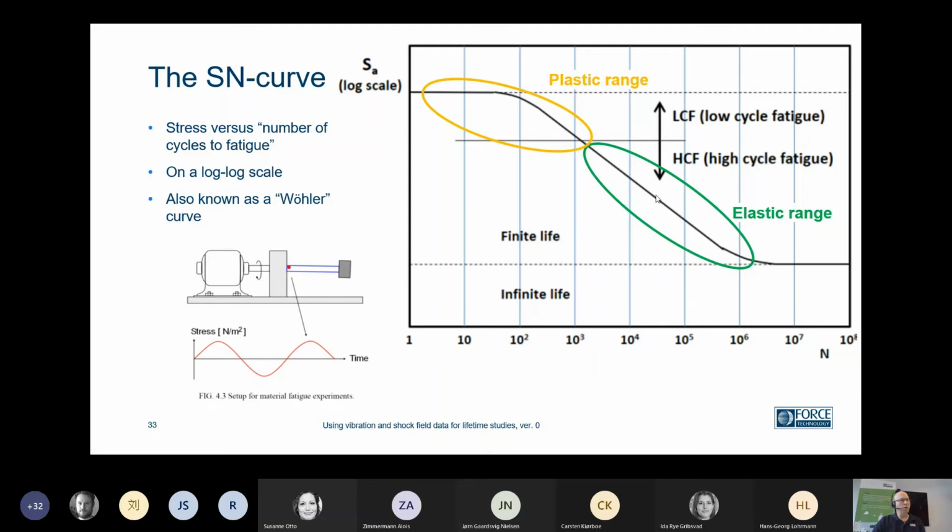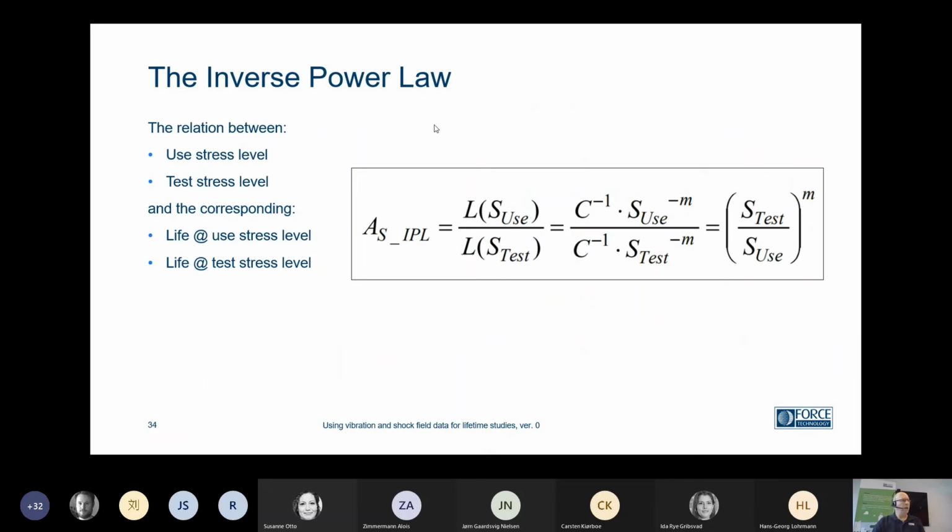When we look at this curve, we can see the smaller the stress, the longer the lifetime. And that's basically what we do when we use the acceleration model: we try to find the formula for this line. That law we call the inverse power law, and this is one of them. We have the use stress level, S use, and we have the stress level during a test. It could also be two different use scenarios or two different test scenarios.